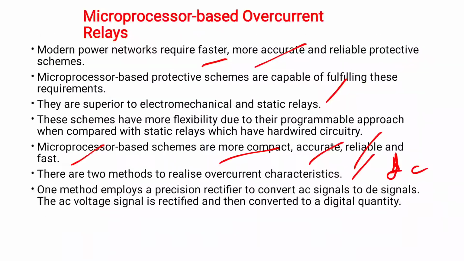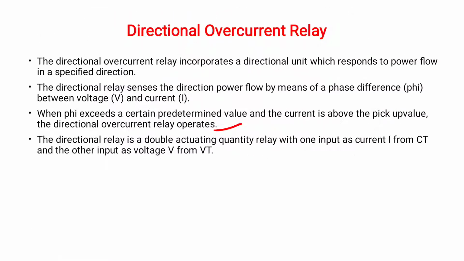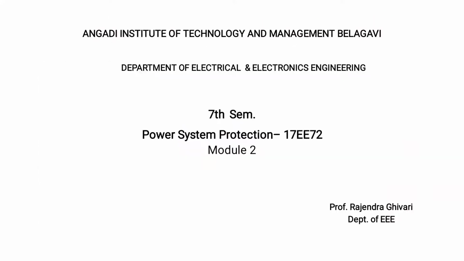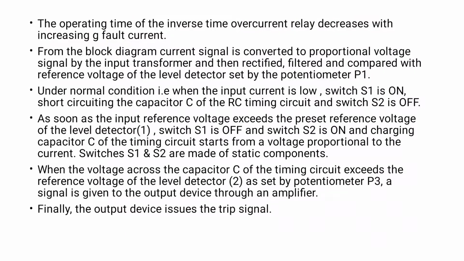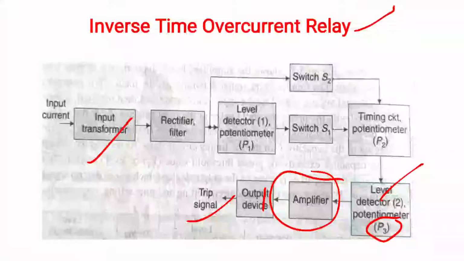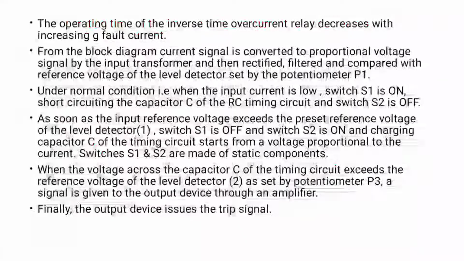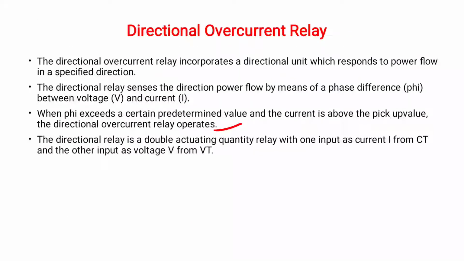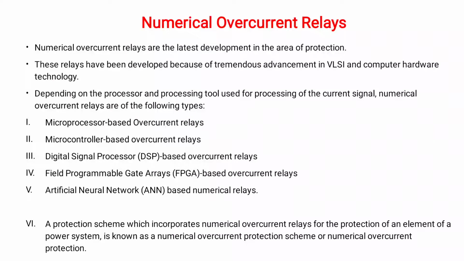So in this lecture we have gone through the static overcurrent relay, and under that we have seen the inverse time overcurrent relay and the directional overcurrent relay, and we have looked at the numerical overcurrent relays and the different types, that is microprocessor, microcontroller, digital signal processing, FPGA and ANN.